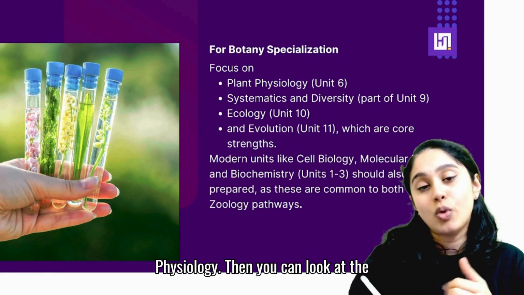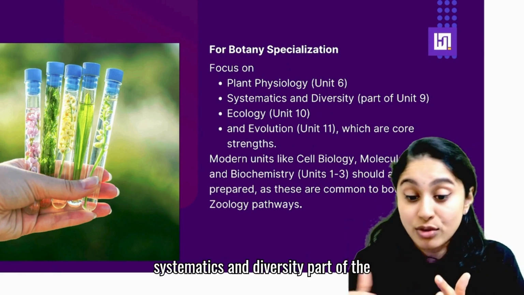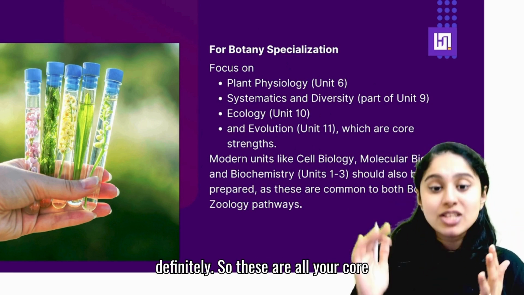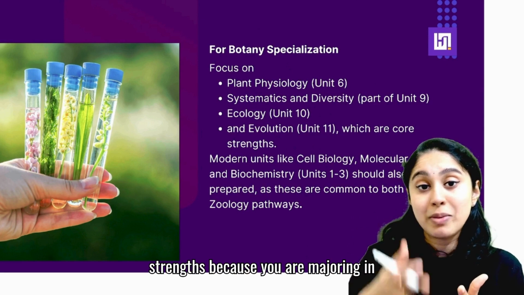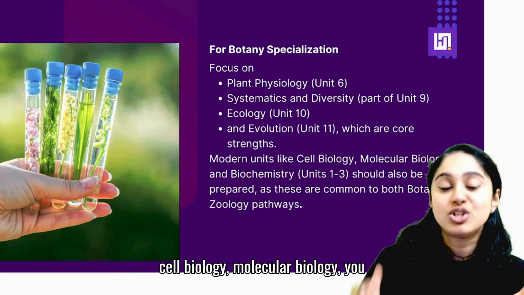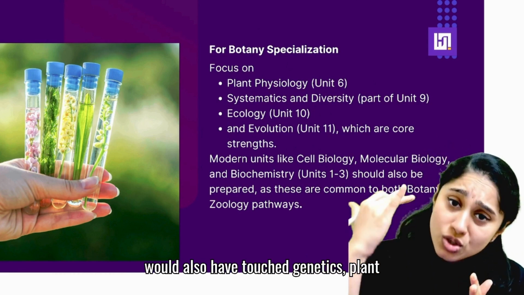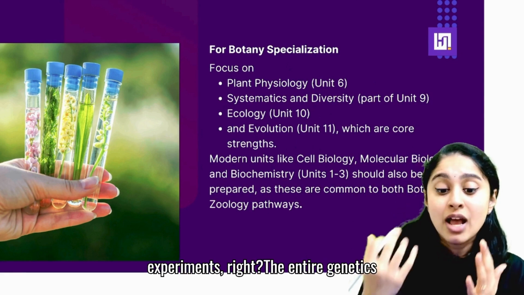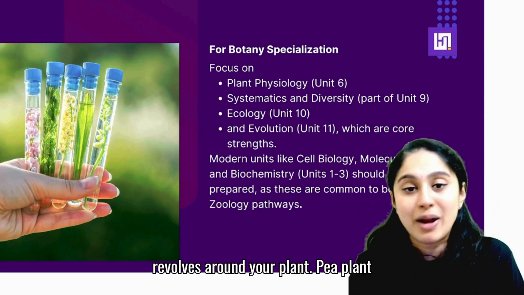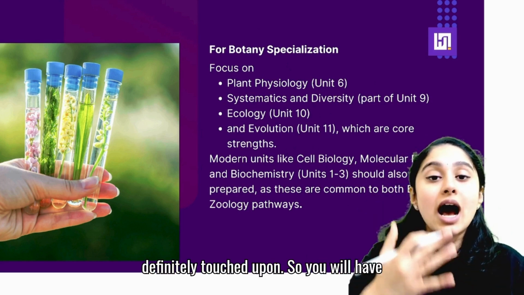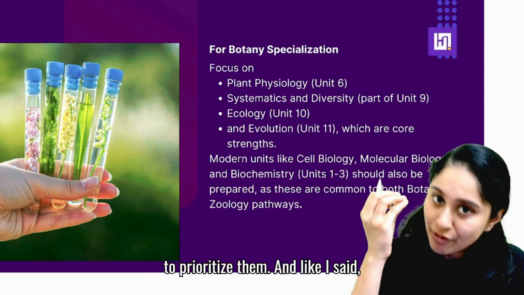Then you can look at the systematics and diversity part of Unit 9, ecology definitely, evolution definitely. So these are all your core strengths because you are majoring in botany. But apart from that, like I said, cell biology, molecular biology, you would also have touched genetics, plant hybridization experiments, right? The entire genetics revolves around your pea plant experiment only. So these things are definitely touched upon, so you will have to prioritize them.